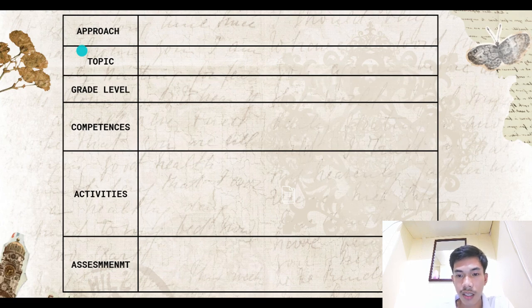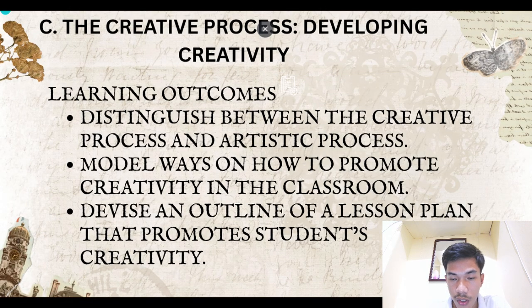The next is part C, the instructional strategies in teaching visual arts: the creative process, developing creativity. This is our learning objectives, which are our learning outcomes. First is to distinguish between the creative process and artistic process. Second is to model ways to promote creativity in the classroom. Third is to devise an outline of a lesson plan that promotes students' creativity.